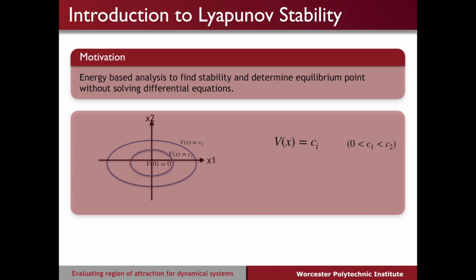We draw bounds to all the points in the state space where energy has the same constant level, which is C1 here and C2 here. These curves are called level curves or level surfaces, and they represent a constant energy level of the system. Like for all system states in this example, the energy is constant and equal to C1, and C2 for this example. Next, we will see how we can use this energy level curve to relate to stability of the system.